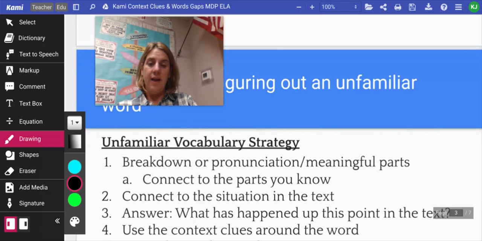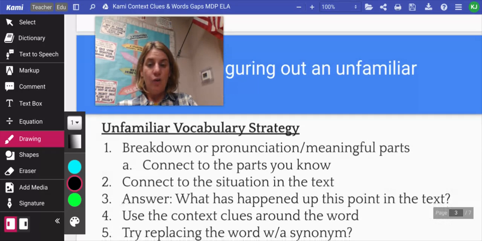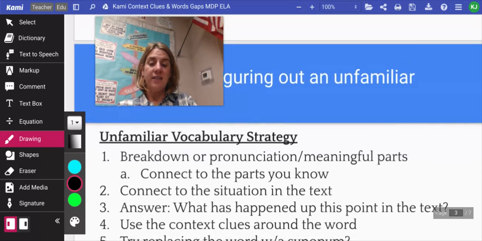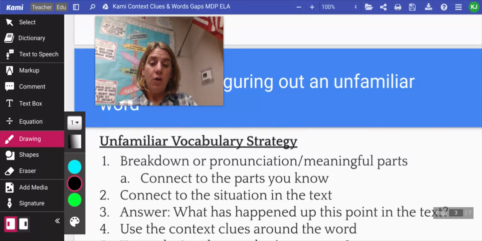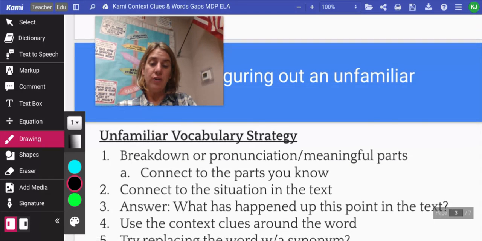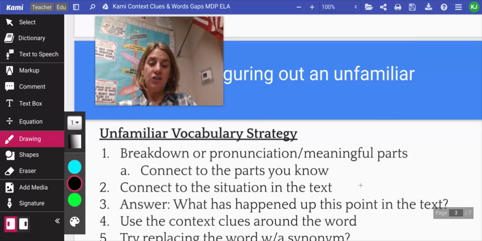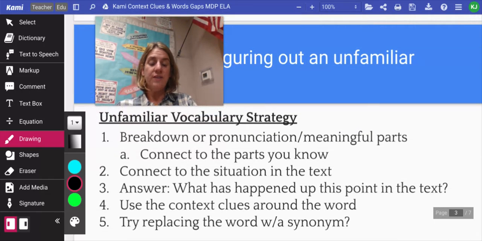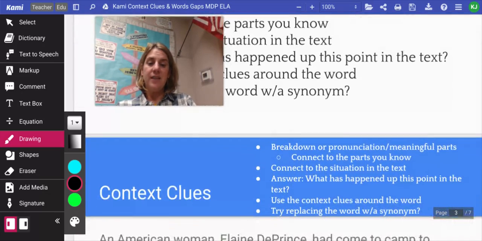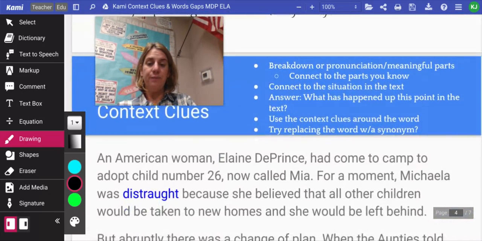Really powerful. And then lastly, or second to last, we should try to use the context clues before, around, and after a word. And then I always like to try replacing the word with a synonym that I think might fit in the sentence as well. Let's take a look at an example.